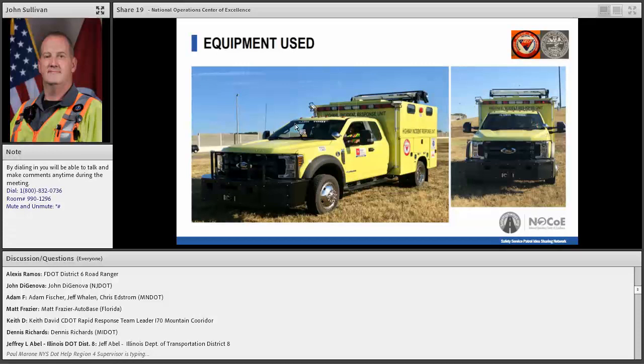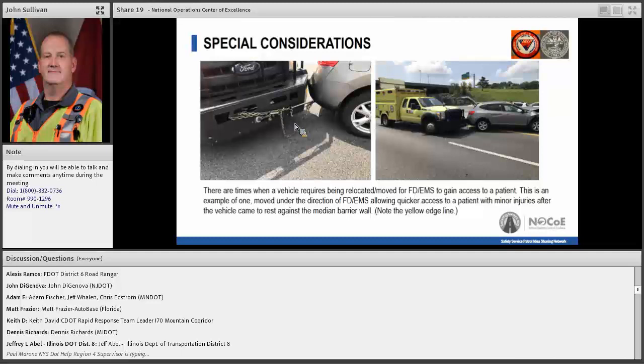So if we go to this next slide, there are sometimes special considerations, even relocating just a short distance. This is a picture of one where a vehicle was in a crash and the driver came to rest against a median wall, and for fire EMS to have access to the patient to get this patient out of the vehicle, they just need to move it a short distance at first. Obviously, we're going to relocate it to the shoulder when they're done. But under their care and direction, they're requesting us more often now just to pull one away from a wall, just to get access to the patient.